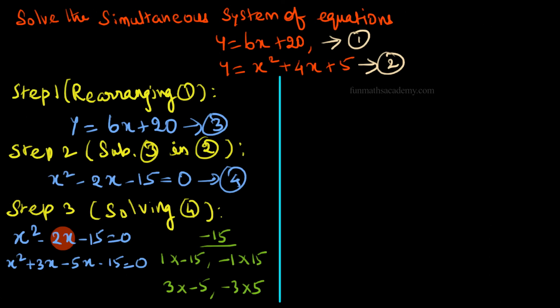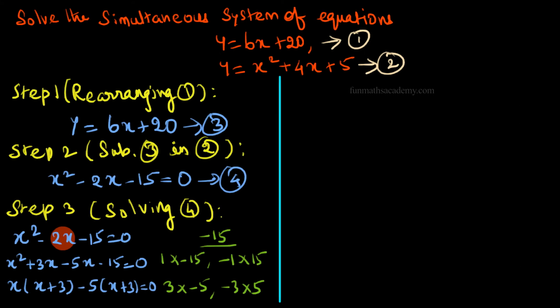Then we shall pull out the common terms from the first two terms and then pull out the common terms from the last two terms. As x is the only term common in the first two terms, let us pull it out and so we will get x into x plus 3. Then the common term of the last two terms is minus 5. So when we pull minus 5 out, we get minus 5 into x plus 3.